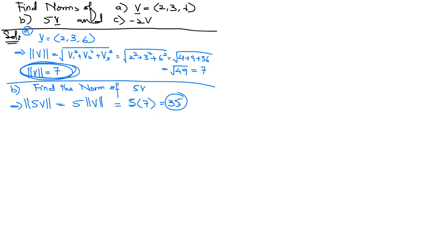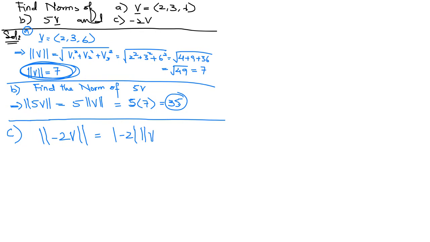Similarly, you can find the norm of minus 2V. The norm of minus 2V can be written as the absolute value of minus 2 times the norm of V, which is equal to 2 times the norm of V, and 2 times 7 is equal to 14. So why didn't you take the negative sign? Because the negative sign is only for the direction, not for the magnitude.